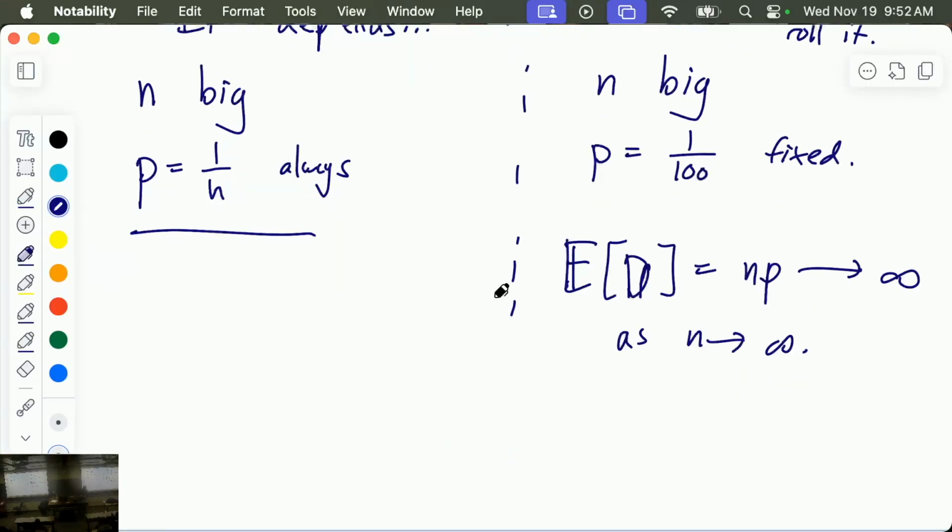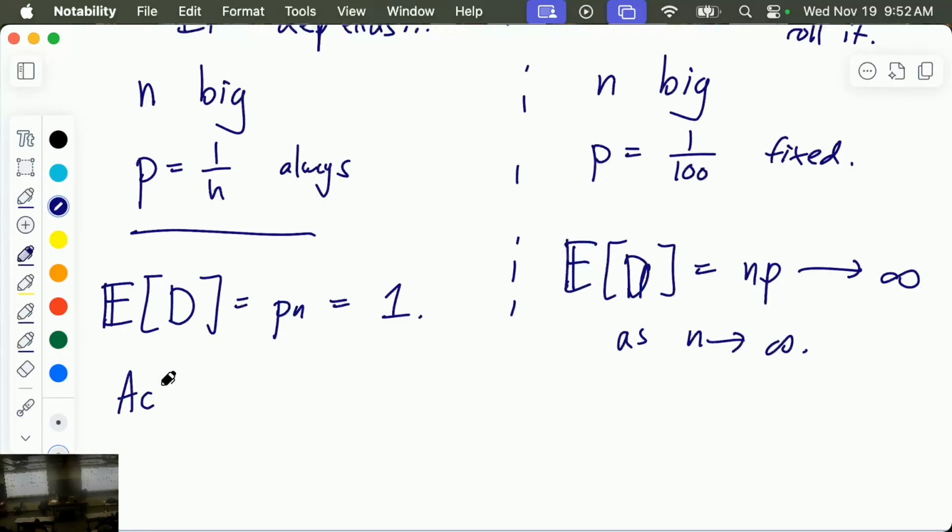So when n is big and p is 1 over n, one hint that something is settling down: if you look at the average, that is p times n, that is always 1. So in one situation, it's going off to infinity. It's getting all spread out. In the other situation, it's settling down. So actually, it converges to something not Gaussian.